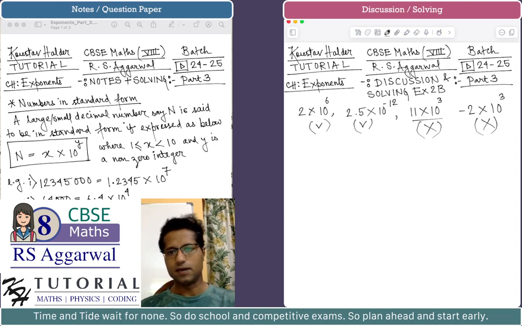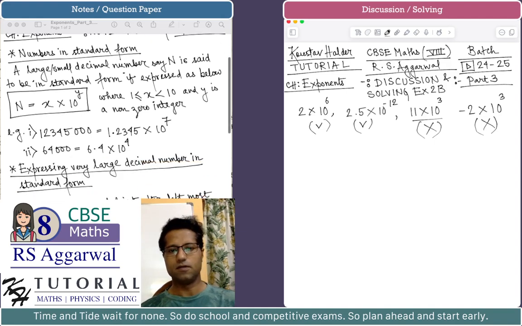Now as you can realize, this standard form is only used for representing positive numbers. It could be a very small or a very large number, but it is a positive number. Okay, so this is a number in standard form.